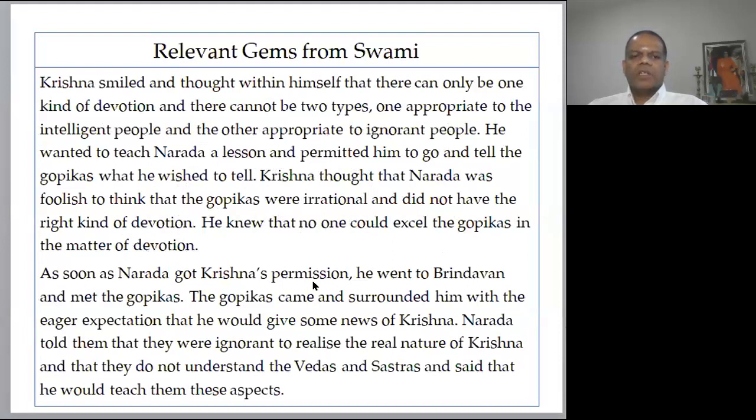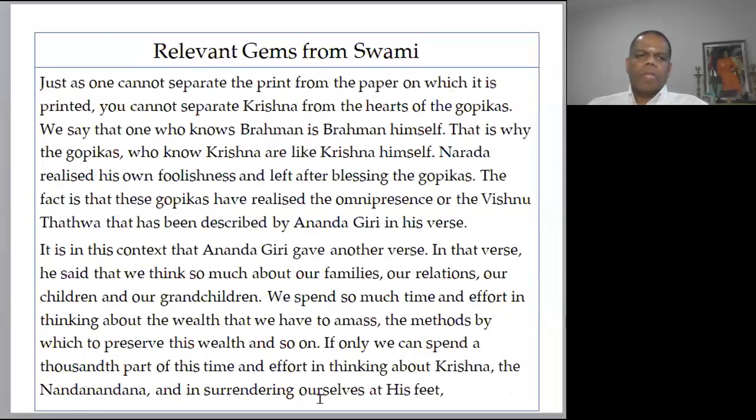As soon as Narada got Krishna's permission, he went to Vrindavan and met the Gopikas. The Gopikas came and surrounded him with the eager expectation that he would give some news of Krishna. Narada told them that they were ignorant of the real nature of Krishna and that they did not understand the Vedas and the Shastras, and said that he would teach them these aspects.